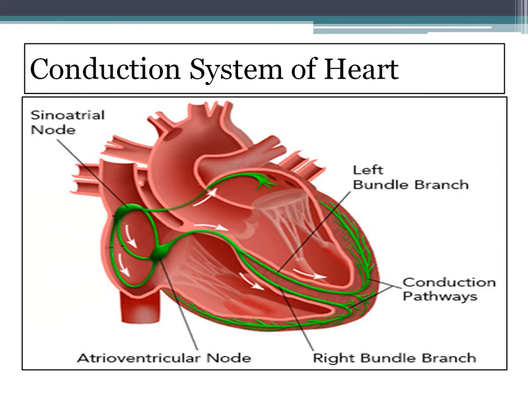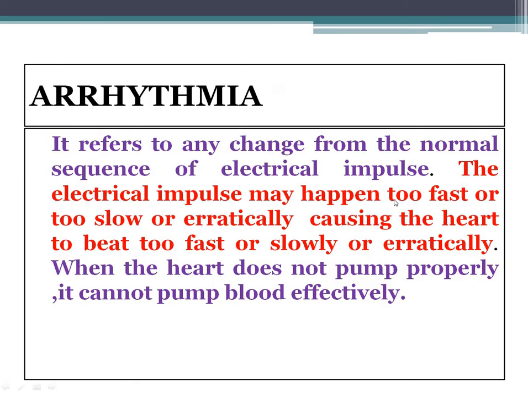If there is any problem in the formation or conduction of the electrical impulse within the heart, that leads to dysrhythmia or arrhythmia. Let's see what is meant by arrhythmia. It refers to any change from the normal sequence of electrical impulse. The impulse may be too fast, too slow or erratic, causing the heart to beat too fast, too slowly or erratically. When the heart does not pump properly, it cannot pump blood effectively. So that is about arrhythmia.